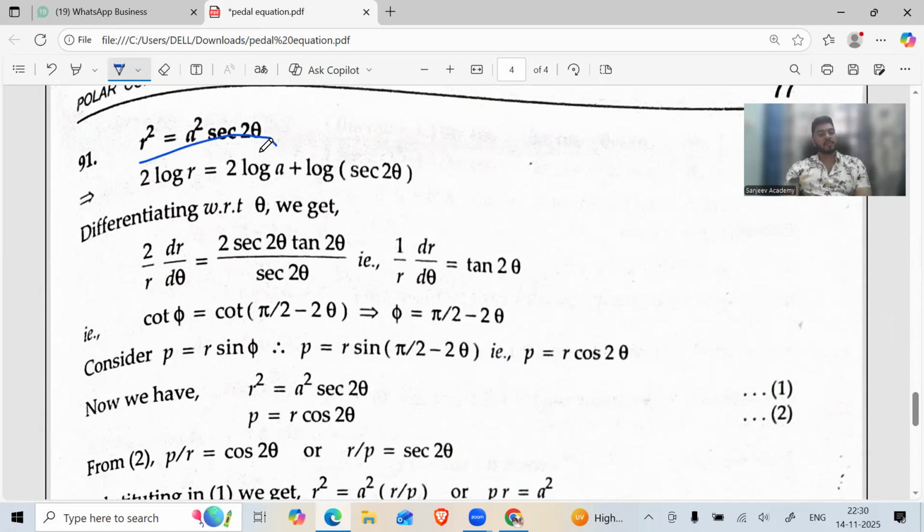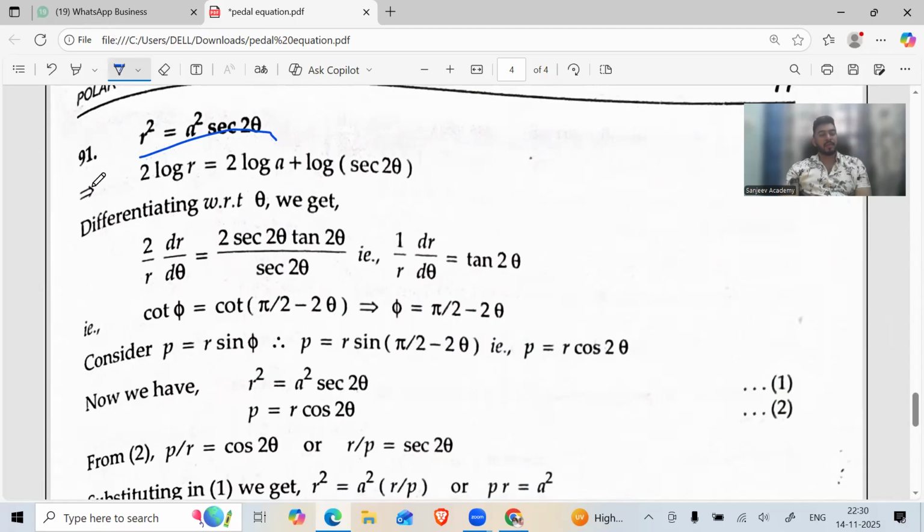Next one, r square is equal to a square sec 2 theta. Again, take log on both the sides. Log r square, that is 2 log r. Then log ab is log a plus log b, so it becomes 2 log a plus log sec 2 theta.